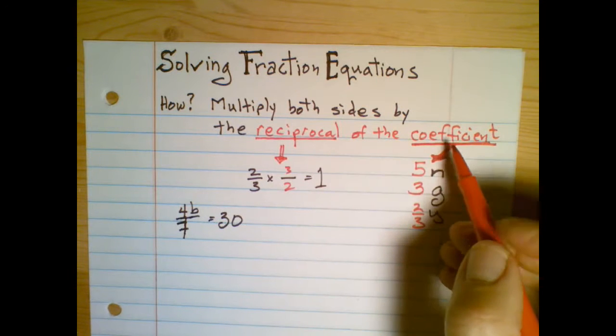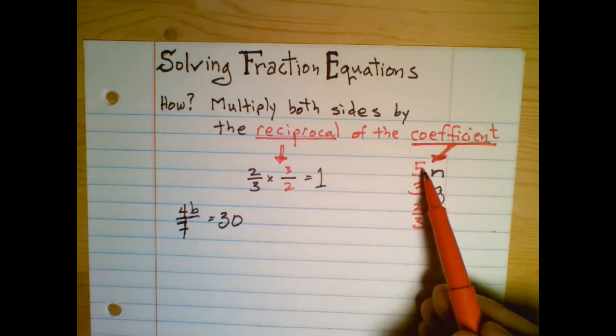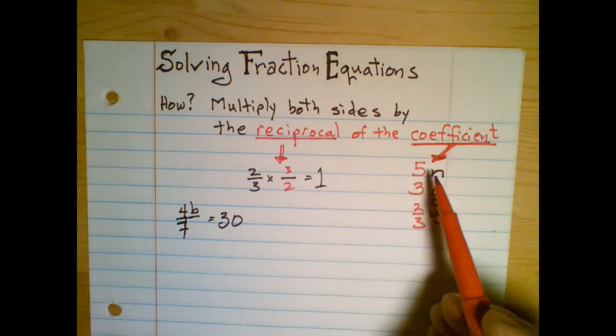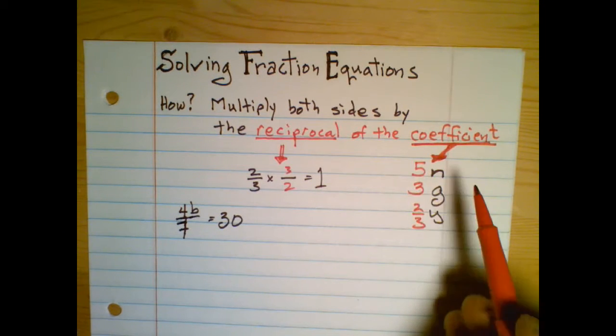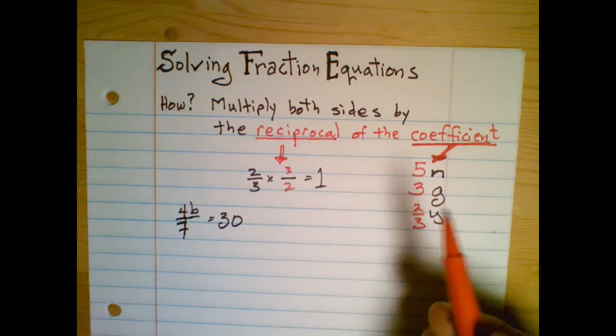Now the coefficient. In any term that includes a variable, if you have a number in front of the variable, that number is the coefficient. So 5 in 5n, 3 in 3g, and 2/3 in 2/3 y, these are coefficients. So let's try it out.